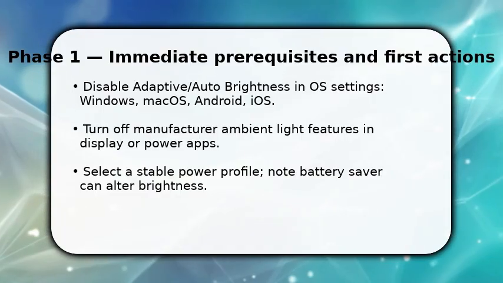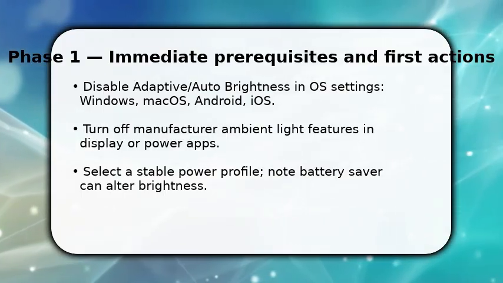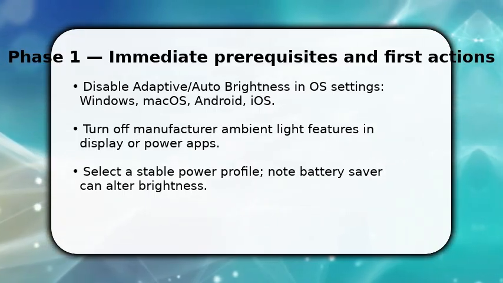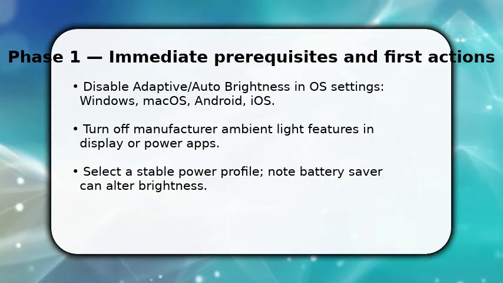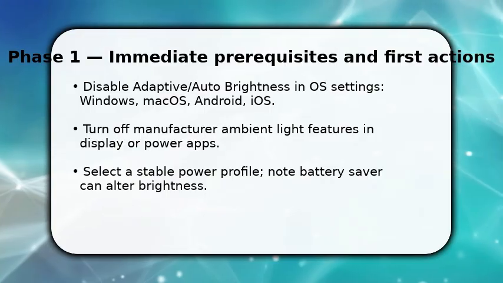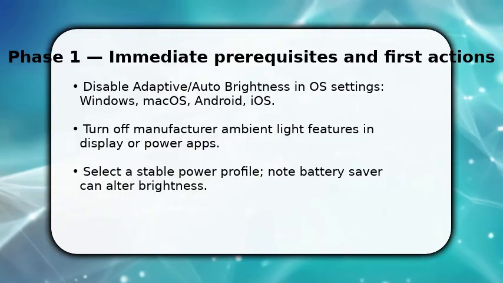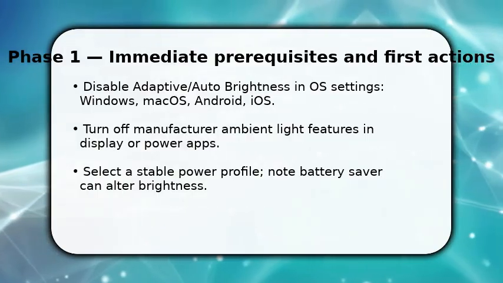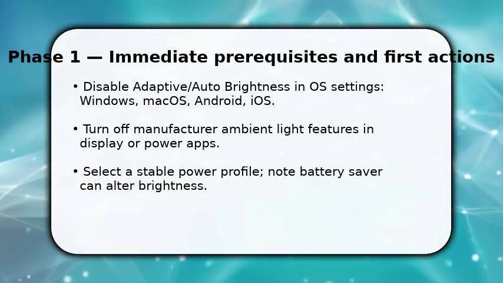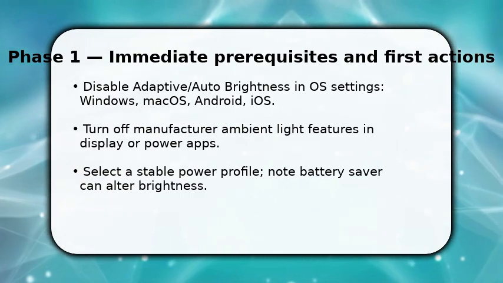You begin by stopping the system from deciding brightness for you. First, go straight to display and power settings and toggle off adaptive or auto brightness. This prevents sensor-driven jumps. Once done, open any manufacturer display app, Dell, HP, Samsung, and disable its ambient light options too. Make sure you pick a consistent power profile. Battery saver and adaptive plans can override manual levels. Doing this first removes software auto adjustments, so manual level changes will hold, and you can proceed to deeper fixes.